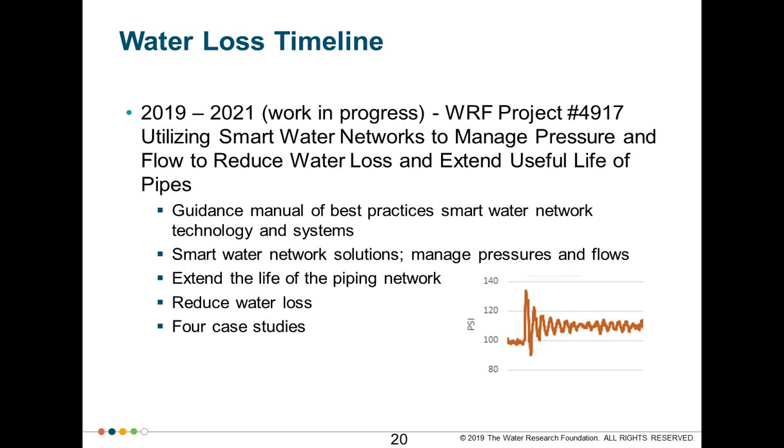Just mentioned this project, WRF Project 4917. Maureen had mentioned it. I'm excited about this one. This is really exciting because it's moving us down that area of smart networks. And we know from work in the field, we're seeing pressure transient type issues, and how we relate all that to smart networks to reduce water loss. And there'll be a number of case studies in this project.